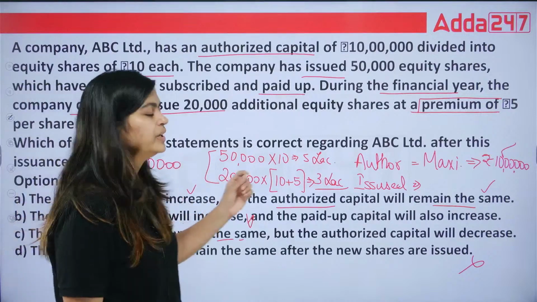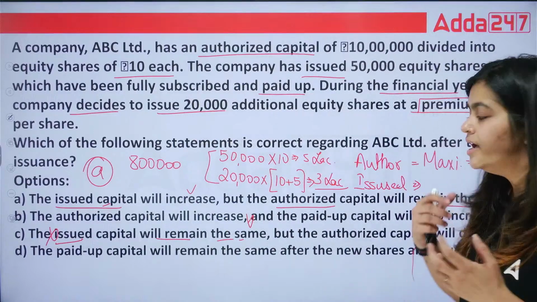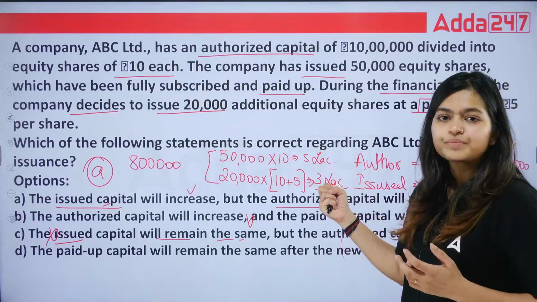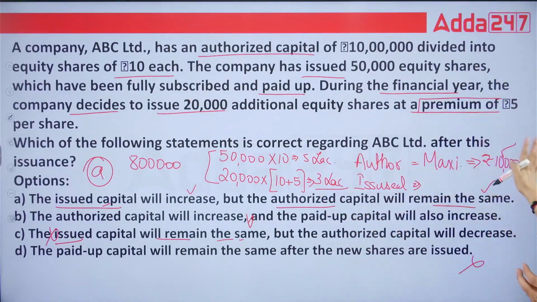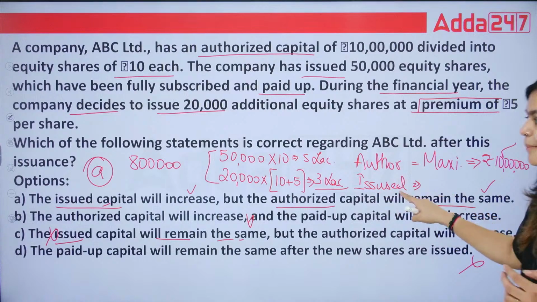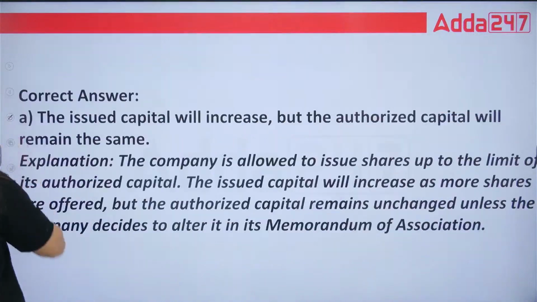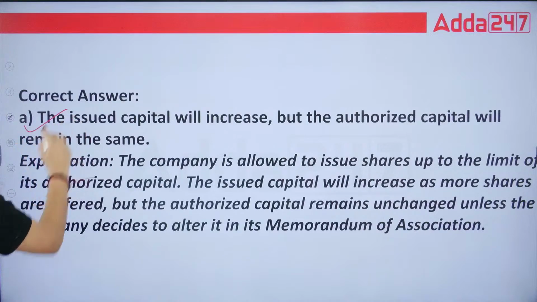This is how you need to evaluate. This is how you need to understand what they are trying to ask. Like in this, you cannot change authorized capital each and every time. Correct? We are only changing the issued capital. Okay, so the correct answer of this question is option A. So here is your correct answer.